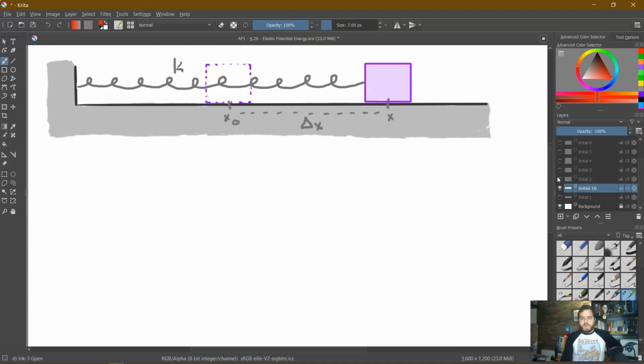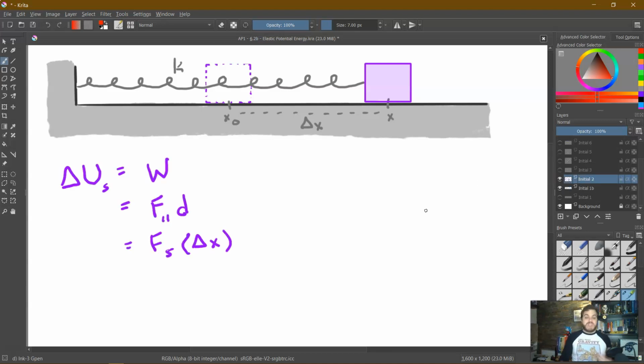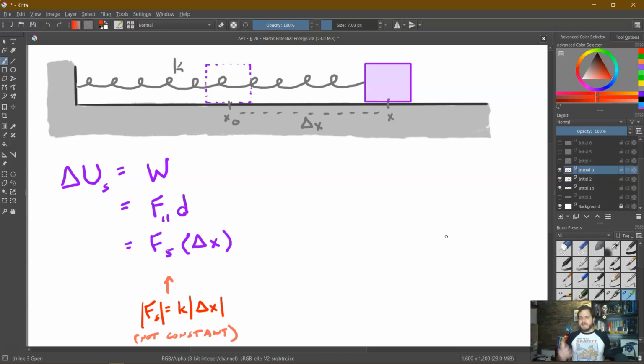Well, we know that to calculate a change in potential energy, this would be the work done against a conservative force. In this particular situation, the conservative force is the spring force. So that work is going to be the spring force times the distance we went against it, which was delta x. But what's the spring force equation? Well, that's just k delta x. In other words, it's the spring constant multiplied by how far we've stretched or compressed the spring.